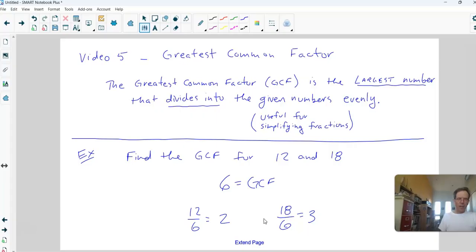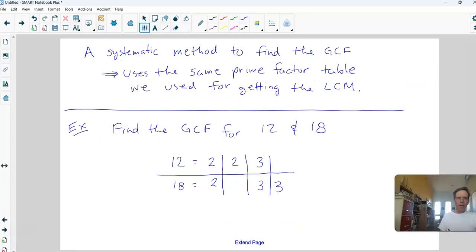Okay, let's look at the systematic method. And you'll be happy to know that if you've created the factor table that you made for the least common multiple, you can use the same table to get the GCF, the greatest common factor. So I'm using the same examples as in the previous video, video 4. We got the least common multiple for 12 and 18. Let's get the GCF. All you have to do is circle the stacks that are full.